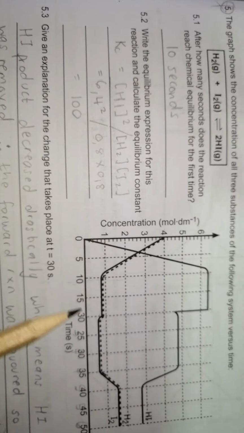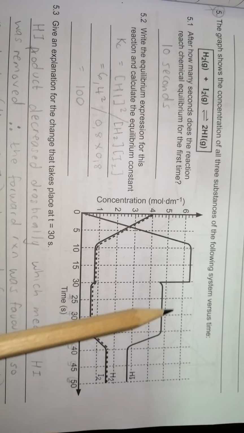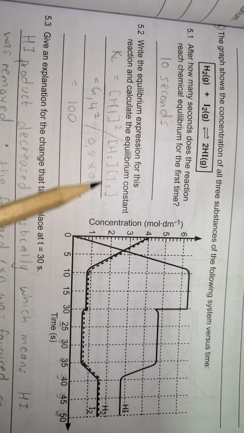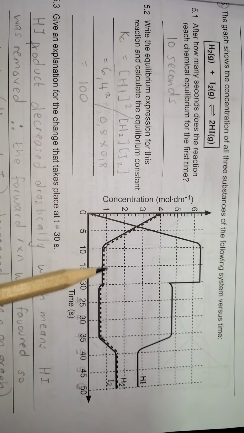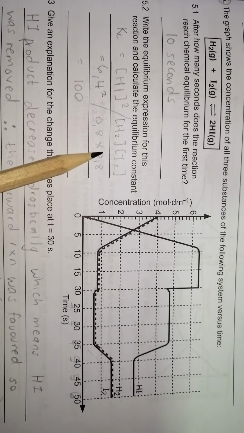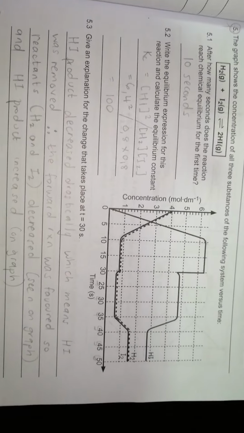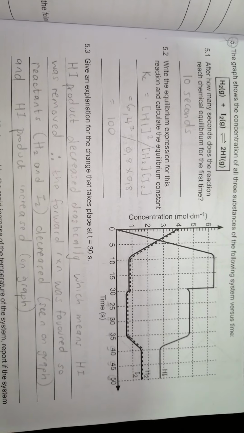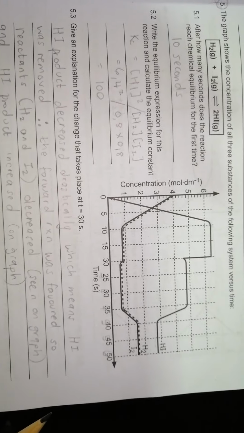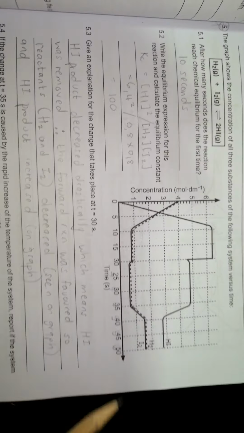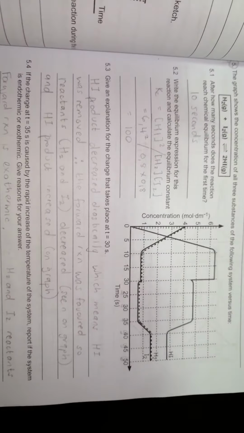For HI, the solid line, the concentration at 10 seconds is about 6.4. So it's 6.4 squared divided by the H2 concentration. H2 is about 0.8, and I2 is also 0.8. And that will give you a Kc of 100. Now remember, please, when you work out Kc, you have to use equilibrium concentrations, not any other concentration, which means you need to use the concentration where the parallel lines are. Can you see this Kc? It's 100, so it's greater than 1, which means you have more products and the forward reaction is being favored.